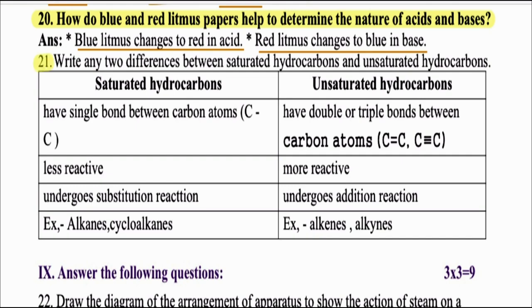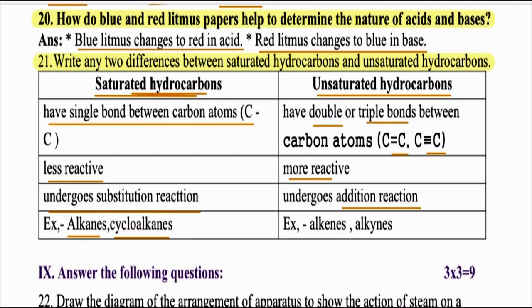Question number 21. Write any two differences between saturated hydrocarbons and unsaturated hydrocarbons. Here they have given 4 differences. First let's talk about saturated hydrocarbons. They have single bonds between carbon atoms. They are less reactive. They undergo substitution reaction. Examples are alkanes and cycloalkanes. If we talk about unsaturated hydrocarbons, they have double bonds and triple bonds, and they are more reactive, undergo addition reaction, and alkenes and alkynes are examples.